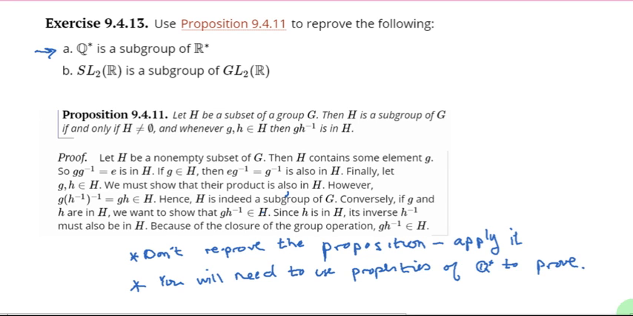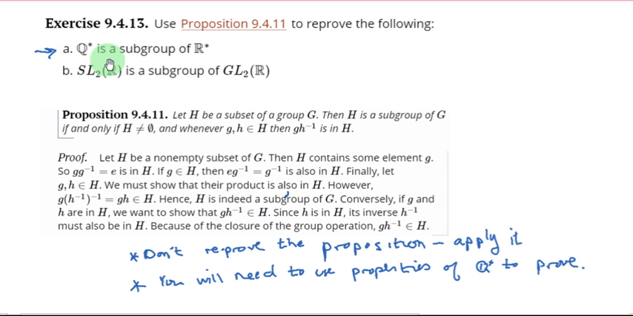Okay, exercise 9.4.13, and let me get my mouse here. So this one is saying use proposition 9.4.11 to reprove the following. I'm going to focus on part A.